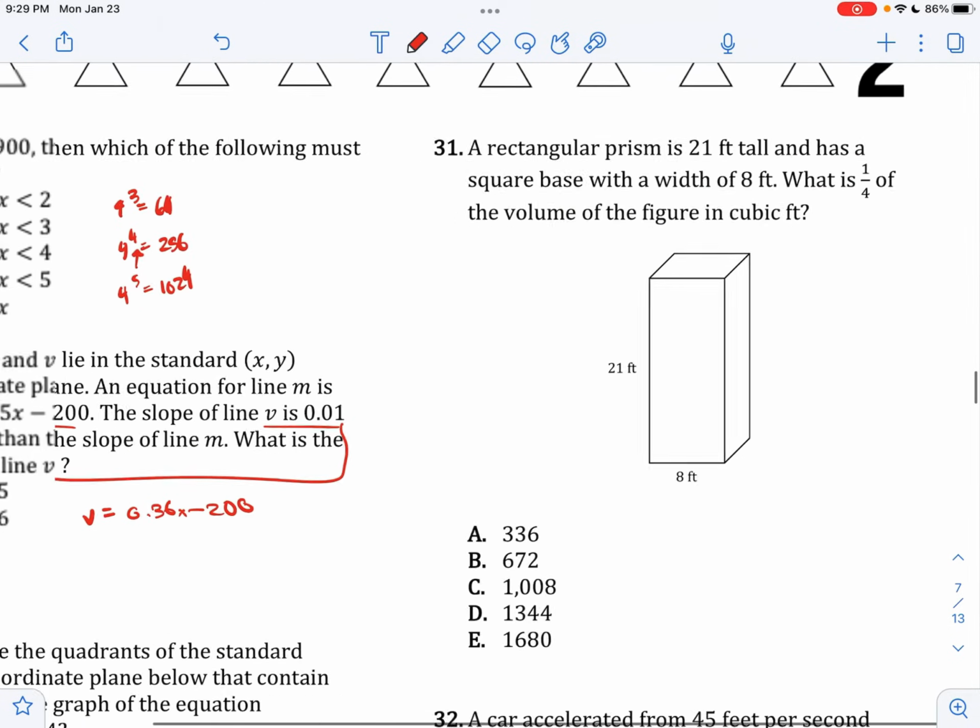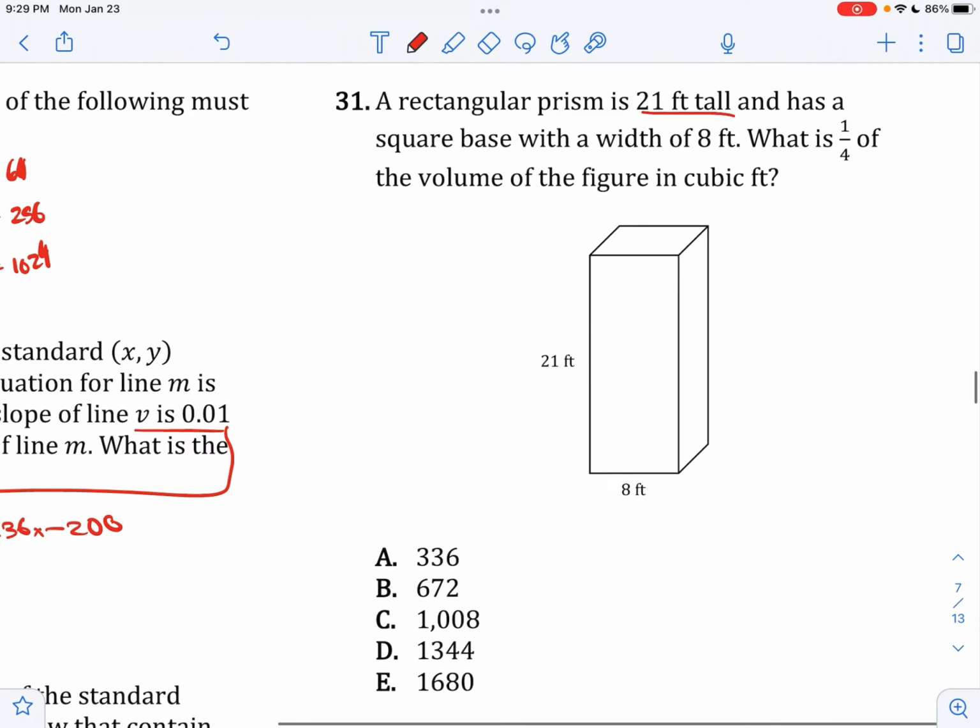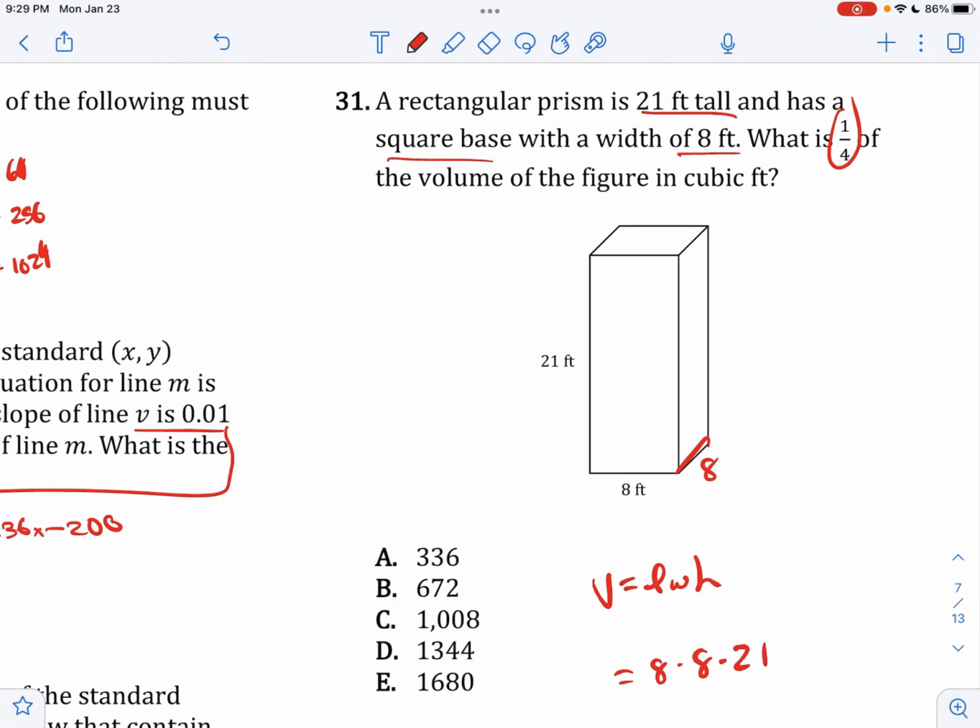Moving on, a rectangular prism. Hey, we're halfway through. 21 feet tall and has the square base with a width of this. What is 1/4 of the volume? So volume is equal to length times width times height. 21 and has a square base, right? So this is also 8. So it's just going to be 8 times 8 times 21, and then we're going to divide that by 4 because we're looking for a quarter. So 8 times 21 divided by 4 is 336.